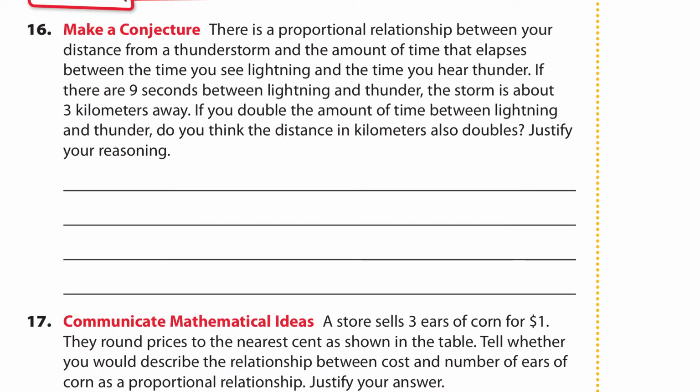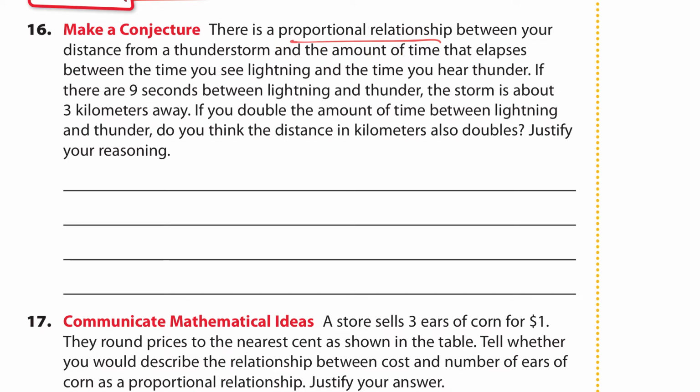For number 16, we have this problem. We're going to make a conjecture. So we're going to use some past stuff and try to project something in the future. There is a proportional relationship between your distance from a thunderstorm and the amount of time that elapses between the time you see the lightning and the time you hear the thunder. Okay, so they're already saying to expect a proportional relationship here. If there are 9 seconds between lightning and thunder, the storm is about 3 kilometers away. If you double the amount of time between lightning and thunder, do you think the distance in kilometers also doubles?